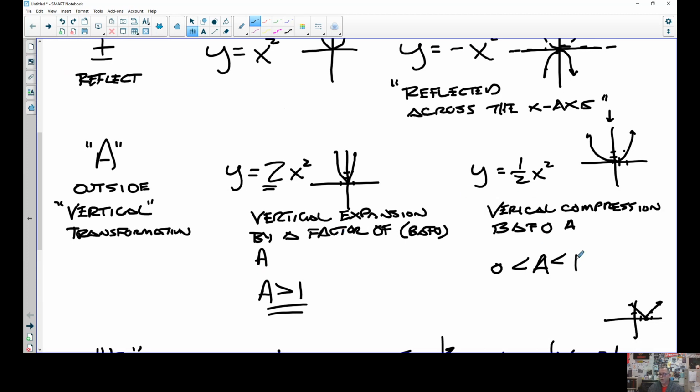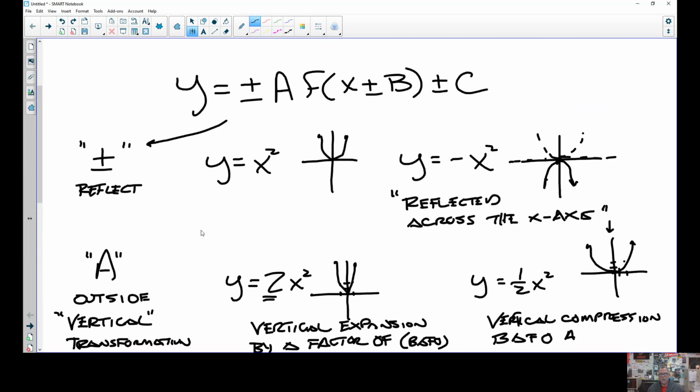Same thing here. When it's between 0 and 1, vertically, oh, I didn't put a T in there. Vertically, it would be compression. Horizontally, if A is between 0 and 1, it's an expansion. All right. So those are our general rules.